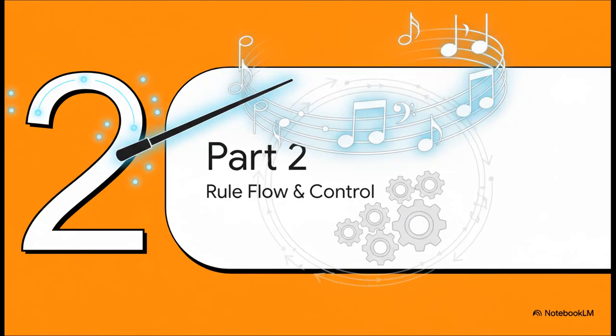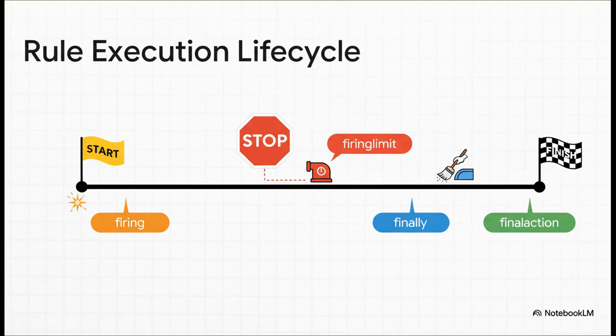All right, let's zoom out a little bit. We're now moving into keywords that are all about controlling the execution flow. If those last keywords were about finding the right musicians, these next ones are about being the conductor of the whole orchestra. This slide lays out the rule life cycle perfectly.